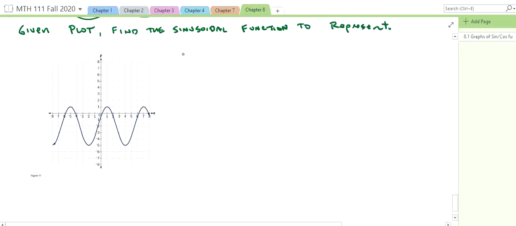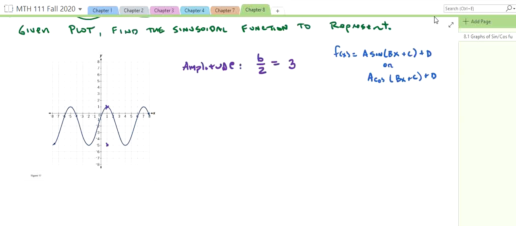Well, I think one of the easiest ways to start is the amplitude. That helps us. And so how high is this? We go up to 1 and down to minus 5. So 6 over 2 is the amplitude. So we have an amplitude of 3. Okay, so now we want to make this fit one of these 2 functions over here. So I'm thinking the next thing is d. Let's figure out what d is.